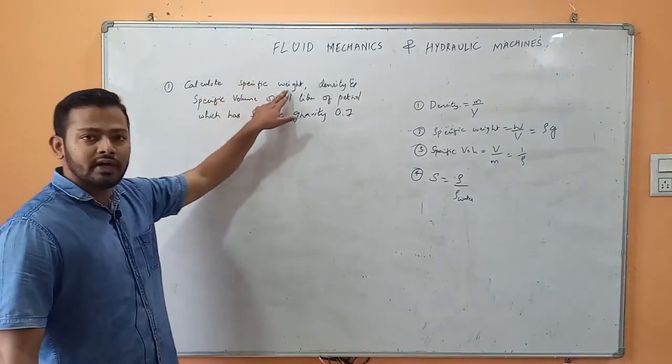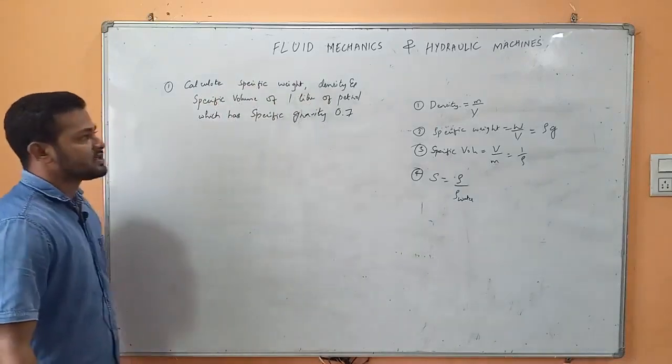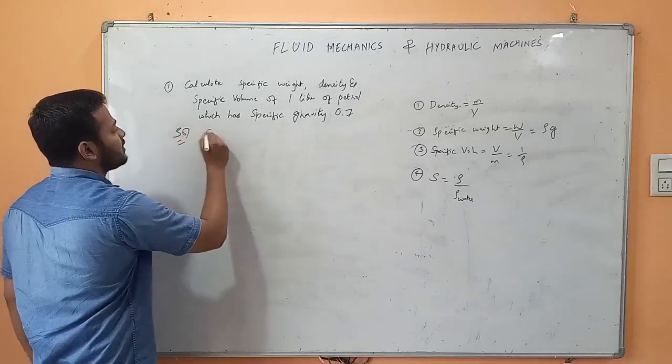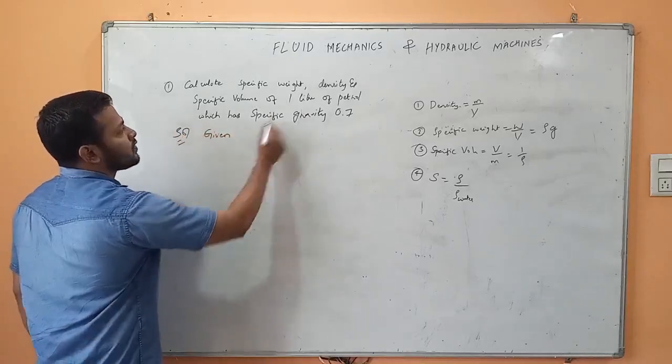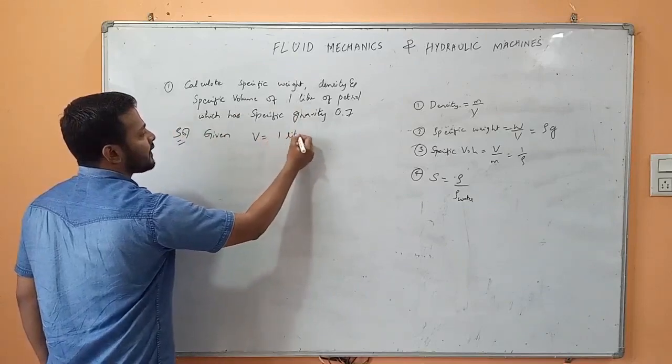Calculate specific weight, density and specific volume of 1 liter of petrol which has specific gravity 0.7. So let's write down the given data. Given 1 liter of petrol is given, so volume is given as 1 liter.